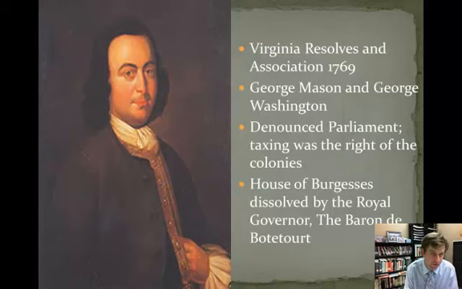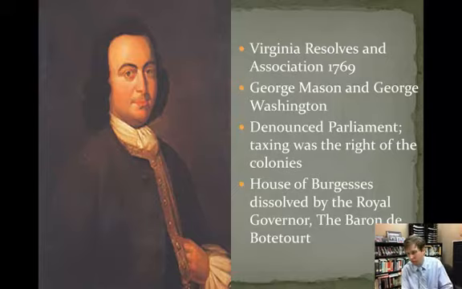Well, in 1769, it's apparent that it's not just Massachusetts that opposes these things, because in 1769 you have another set of Virginia resolves written by George Washington and George Mason, which denounced Parliament. They said taxing was the right of the colonies alone, and because of that, the royal governor, the Baron de Botetourt, dissolved the House of Burgesses. So here you have the Massachusetts General Court dissolved. You have the House of Burgesses dissolved in Virginia.